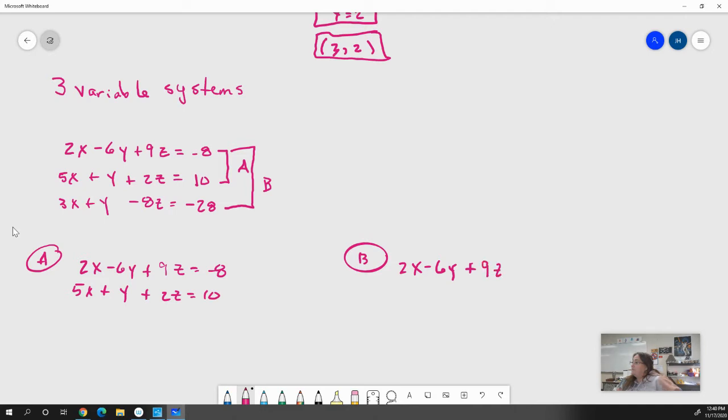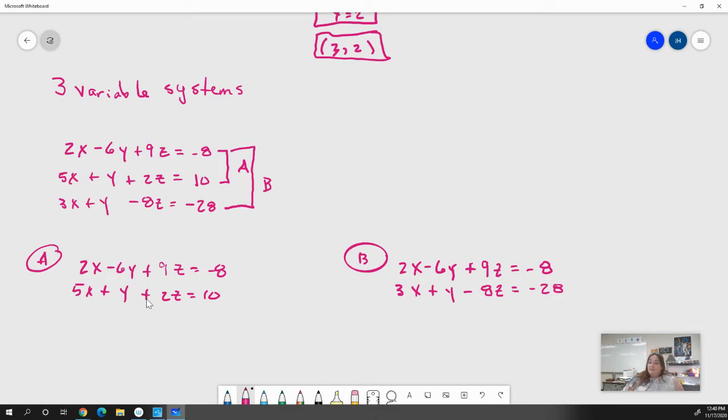Plus 9z. I just grabbed the first one because I've done it with the first one so many times that I already have the math written down. And then we're going to write 3x, our bottom one, plus y minus 8z equals -28. And the idea is we're going to look for a variable that's easy to eliminate.